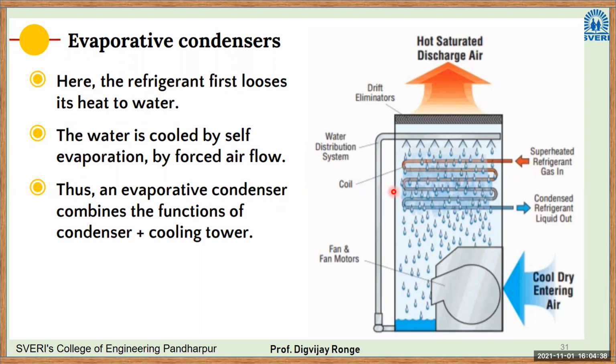So this is the condenser coil which will carry the refrigerant. It is being cooled by the water. Water gets evaporated, it is being taken. So that is why it is called an evaporative condenser. There is a difference between evaporative condensers and cooling towers. Cooling towers are used in conjunction with water cooled condenser. In evaporative condenser, it is a combination of water cooled and cooling towers.